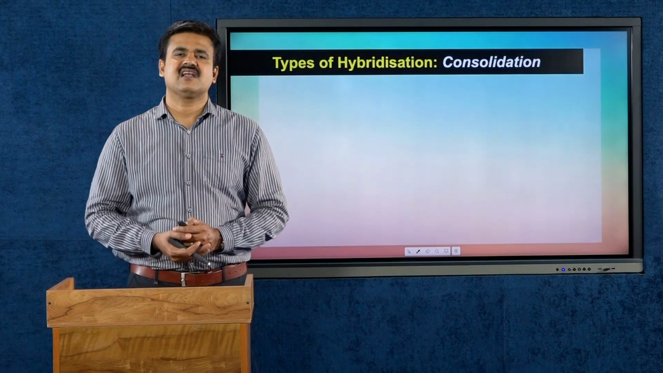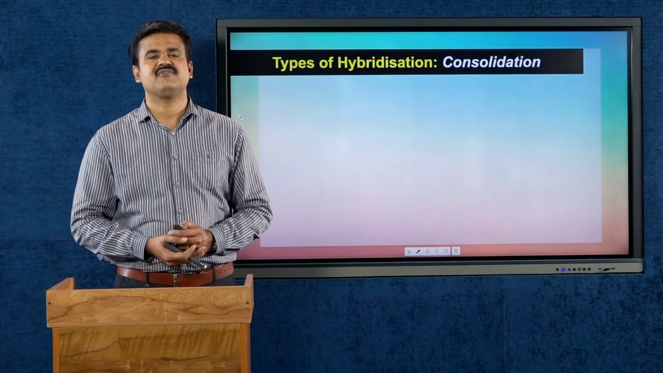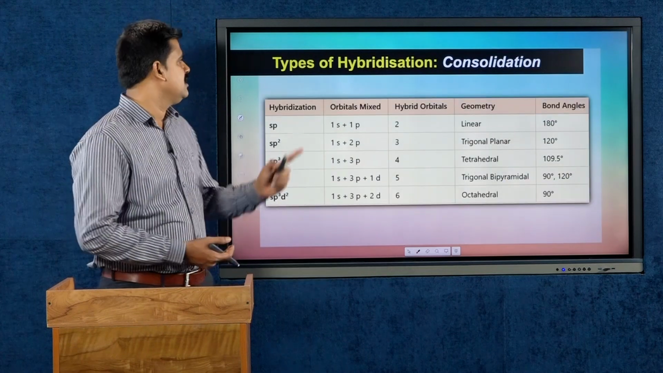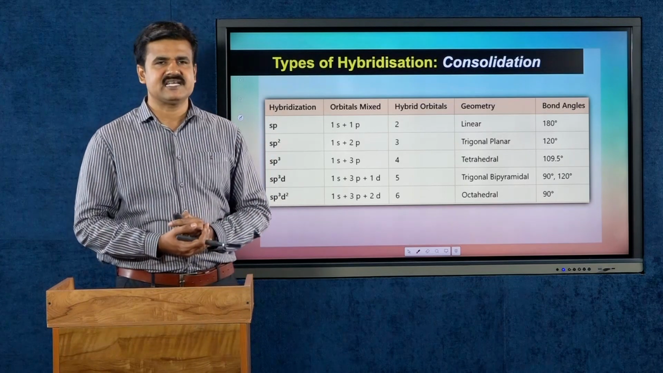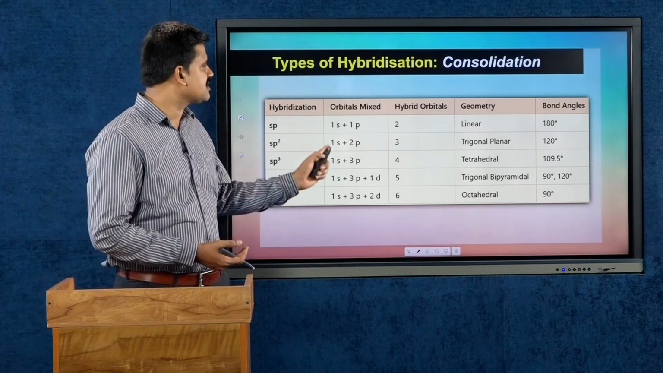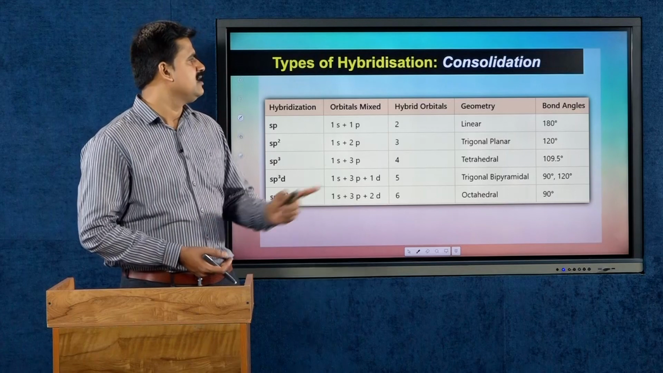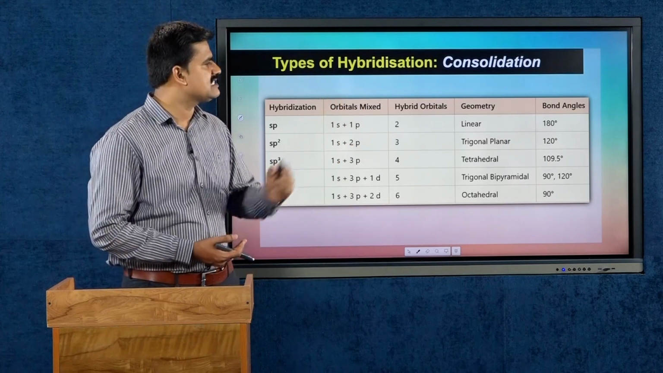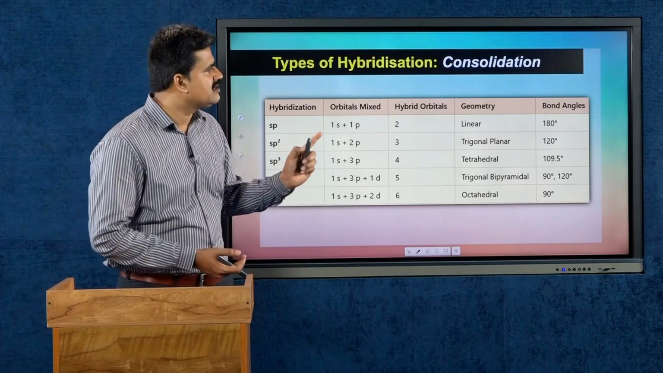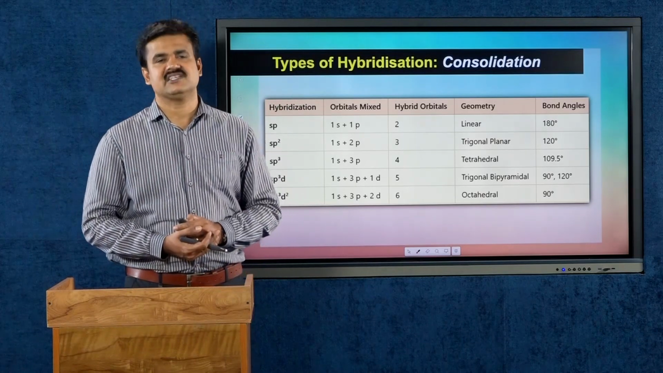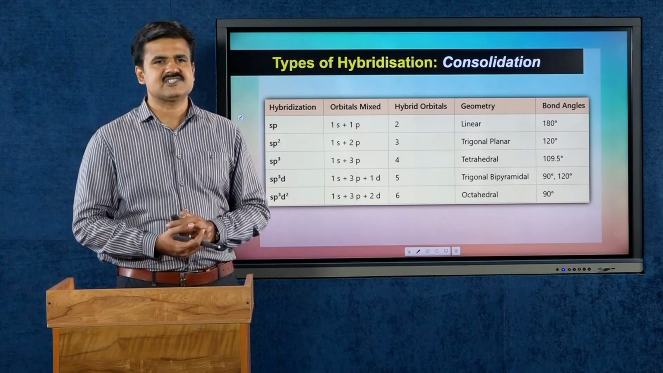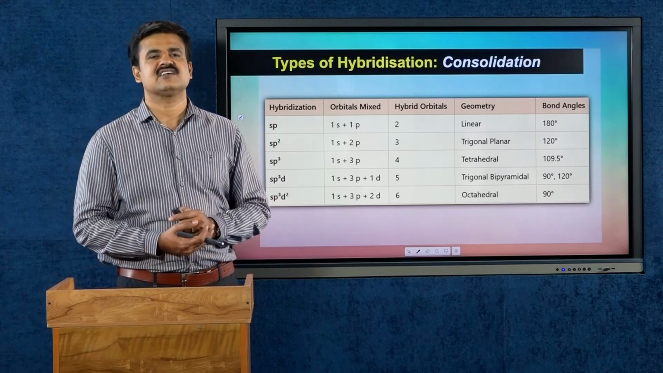Now we can consolidate various types of hybridization in a chart form like this. The first column represents hybridization. The second column represents orbitals mixed. The number of hybrid orbitals produced is in the third column. Geometry is shown in the fourth column, and bond angles are shown in the last column. Let us go through all the popular hybridizations. The 5 hybridizations are shown here.